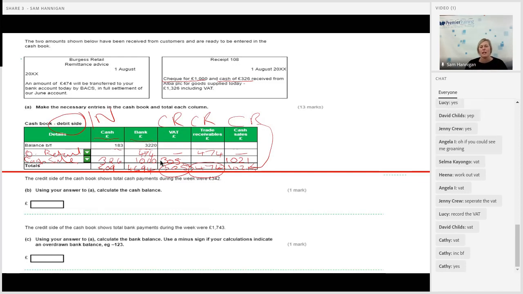Use the cash book to help you. Use the fact that it says it's cash side, debit side, money's going in. Yeah?